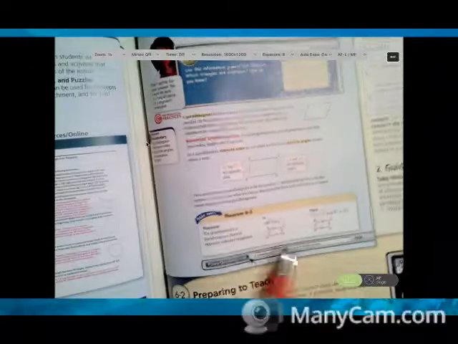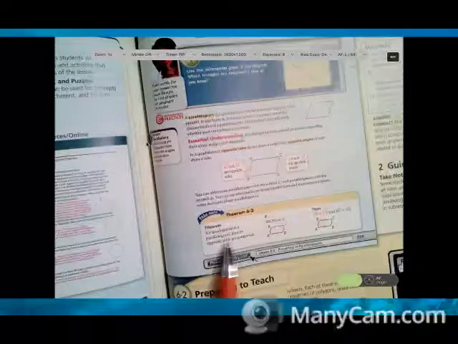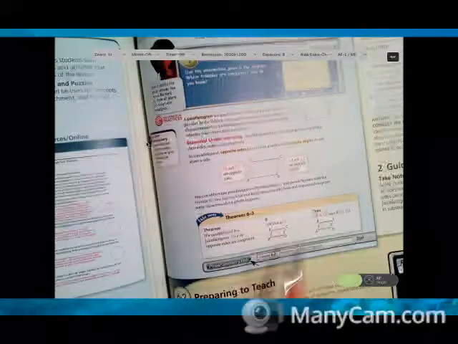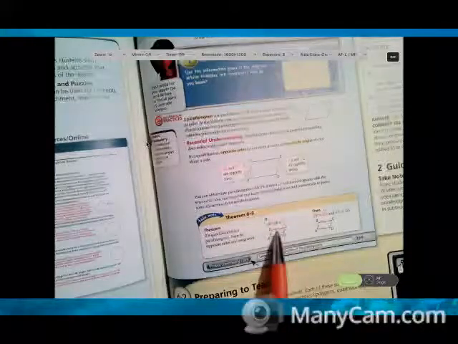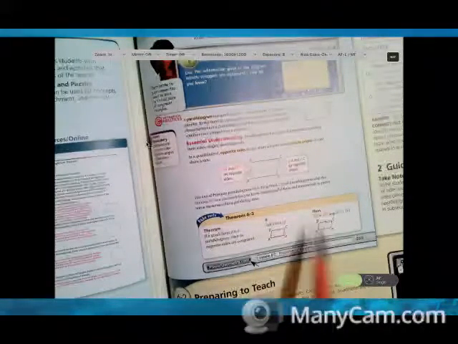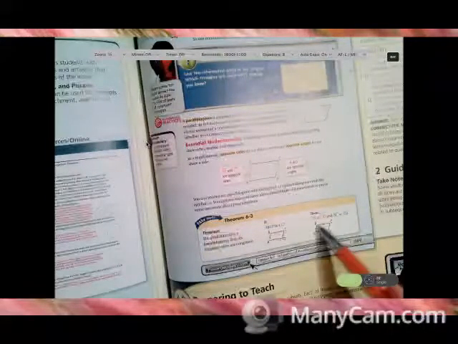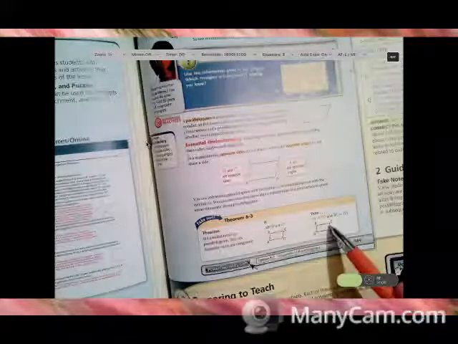So, theorem 6.3: if a quadrilateral is a parallelogram, then its opposite sides are congruent. That means that these two are parallel, given that because that's the definition of a parallelogram, and the property is that these two are congruent to each other and these two are congruent to each other. Let's see how we can use that.